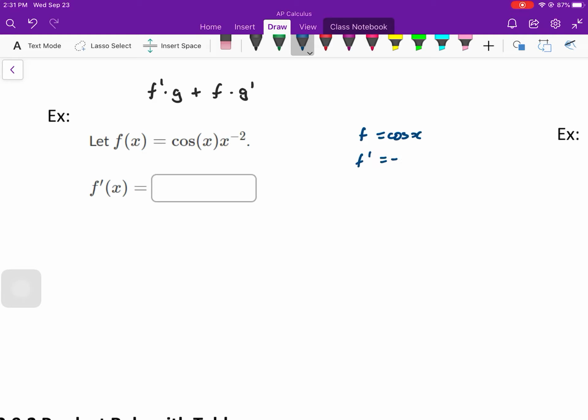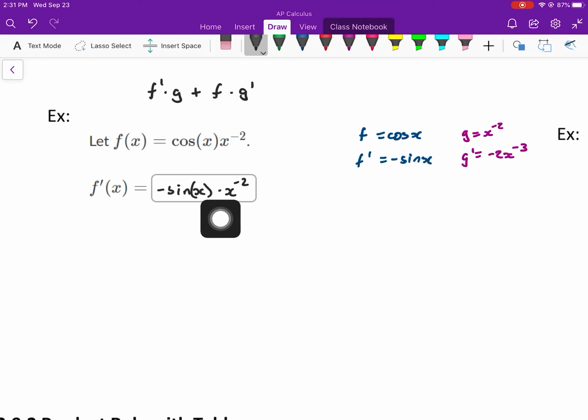So f prime is negative sine x. And be careful, that sign is usually what's going to throw people off, is that negative. And then g is x to the negative 2, so g prime will be negative 2x to the negative 3. Run it through the product rule now, so negative sine x times x to the negative 2. And I'm going to put the parentheses this time, because if you don't, it's going to make it look like all this is inside the sine. But this isn't inside the sine, it's outside of it.